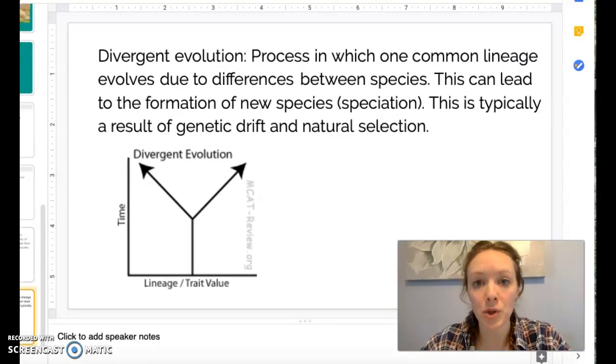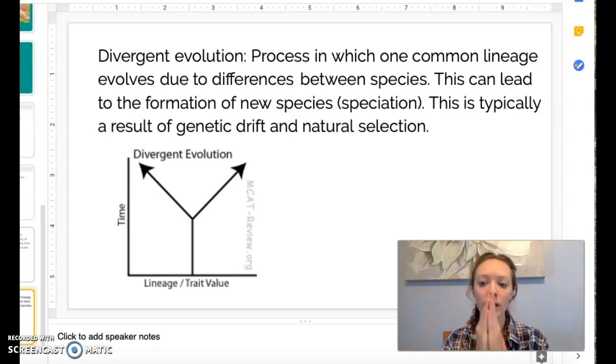The other type of evolution is divergent evolution. This is a process in which one common lineage evolves due to differences between species. This can lead to the formation of new species. This is typically a result of genetic drift and natural selection. So this is where Darwin is coming from. He's saying that we all had a common ancestor, but we have to fit our needs and environment.